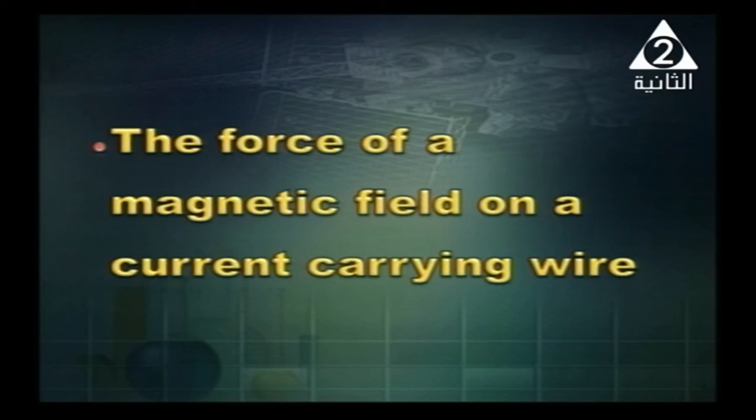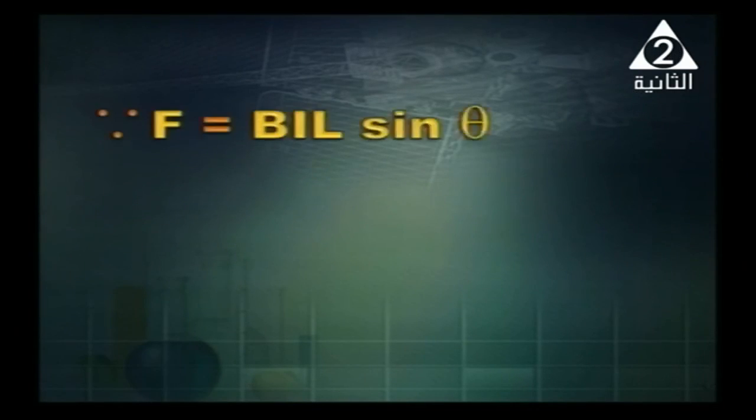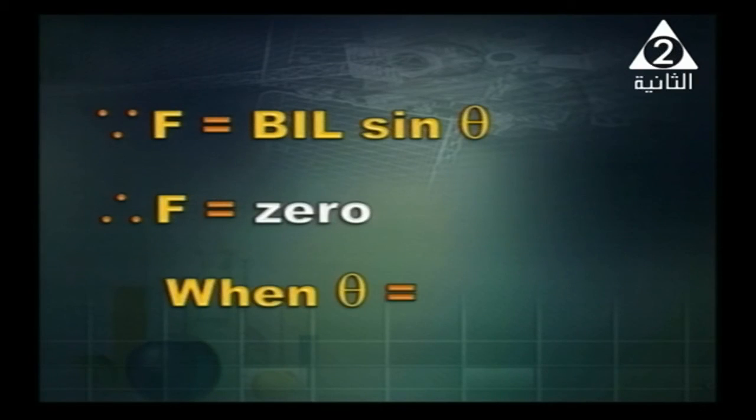When does the force of a magnetic field on a current carrying wire equal 0? When the wire is placed parallel to the field, then no magnetic force will act on it. Force is given by the relation BIL sine theta. The force equals 0 when theta equals 0.